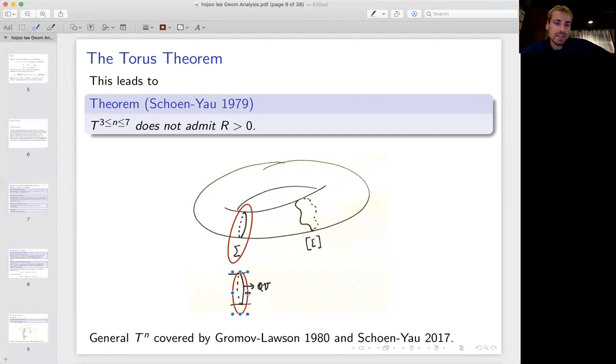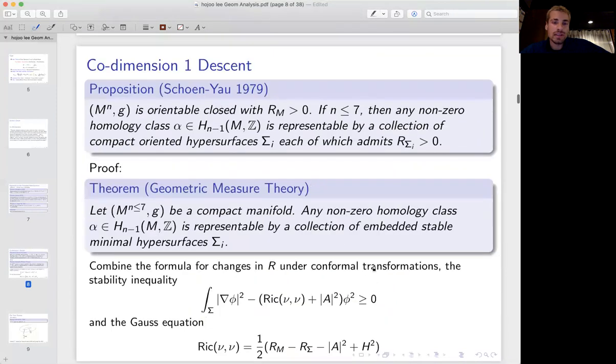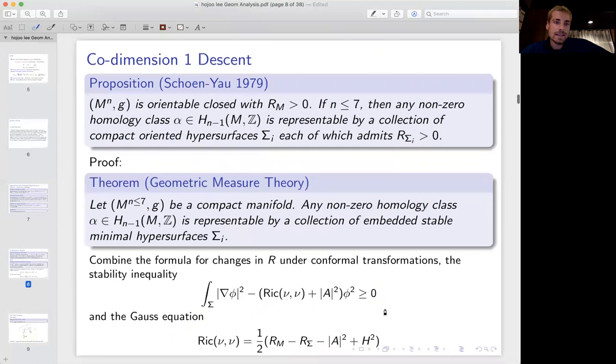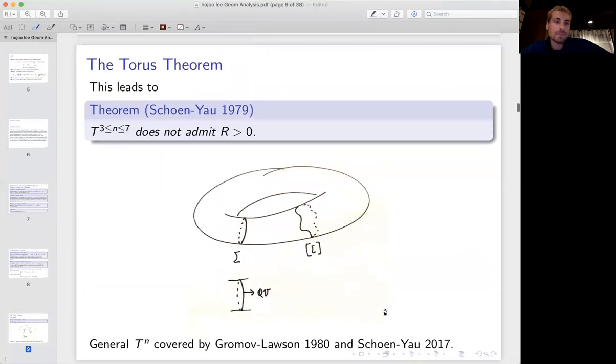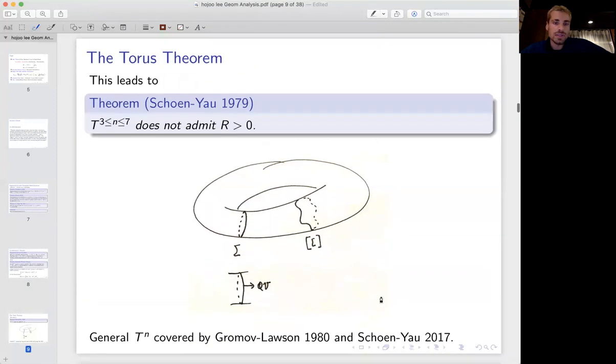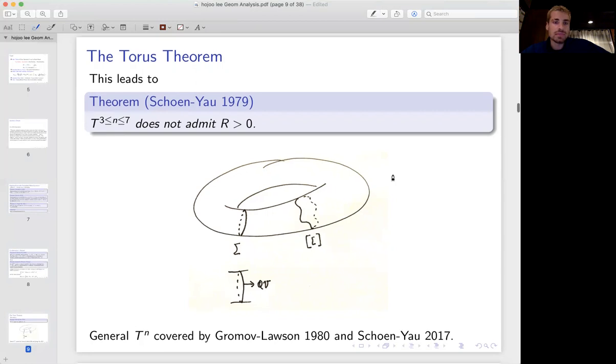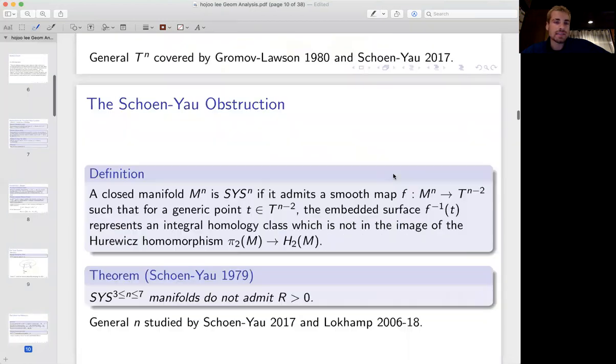I can vary sigma normal to sigma. I will have the stability inequality because it's a minimizer. Once I have the stability inequality, I can massage it to show that it's Yamabe positive, and then since it's a two torus, that's a contradiction. And this argument just works by induction as you go down the levels up to 7, and then above 7 you have the issue of singularities. So anyway, that's how you do that.